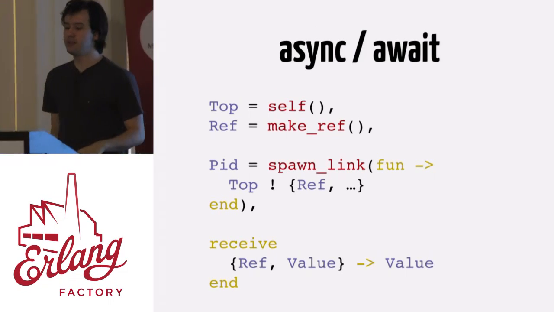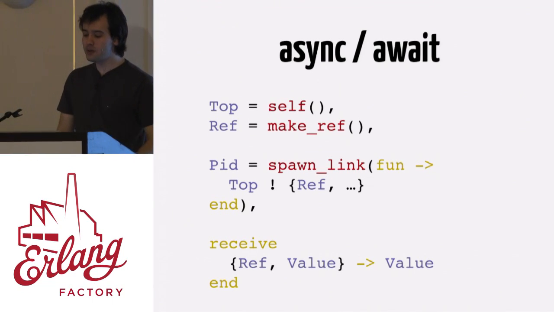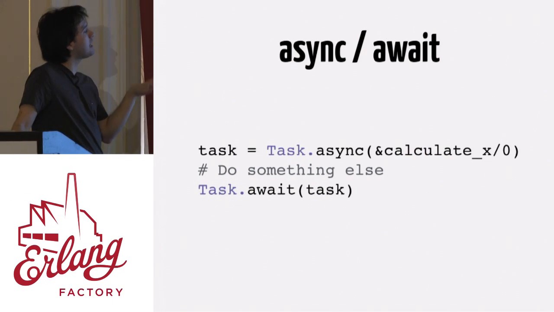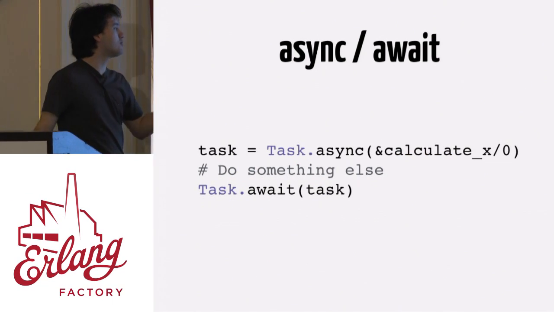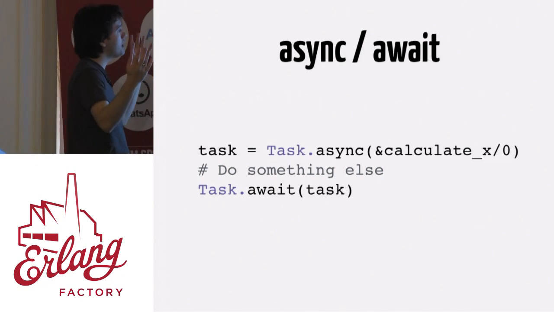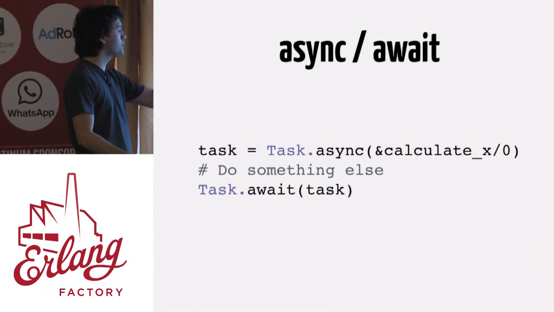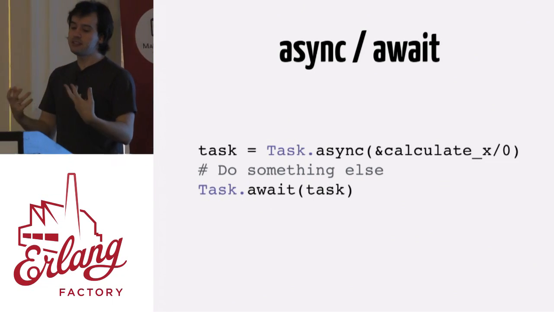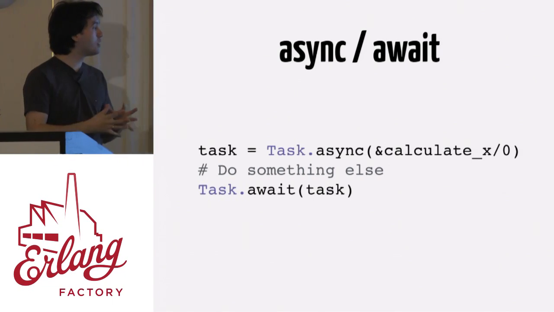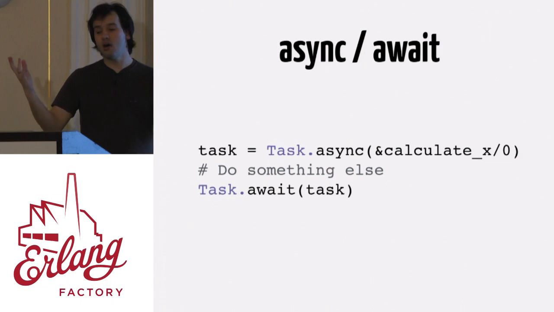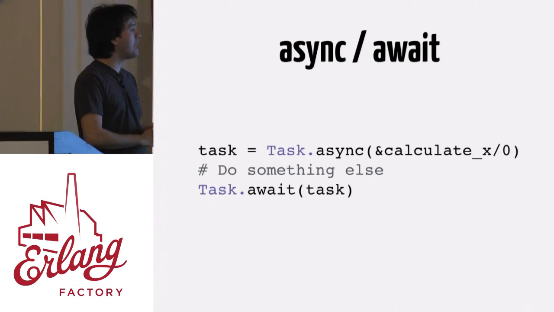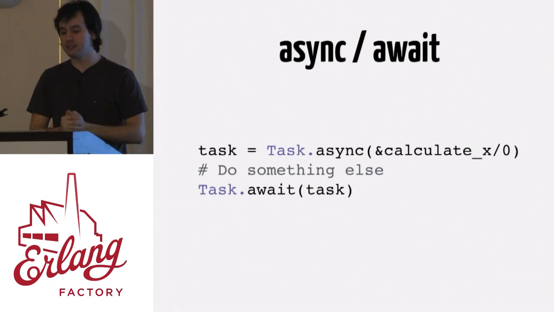This was so common that we said there needs to be an easier way to do this. So we introduced async await. We just say Task.async with the function you want to calculate, and then you can do whatever you want concurrently with that computation. And when you care about the result, you call Task.await, and that's going to wait for the result for the default timeout that we have of 5 seconds. So that's one of the patterns that we added once we started to have tasks.